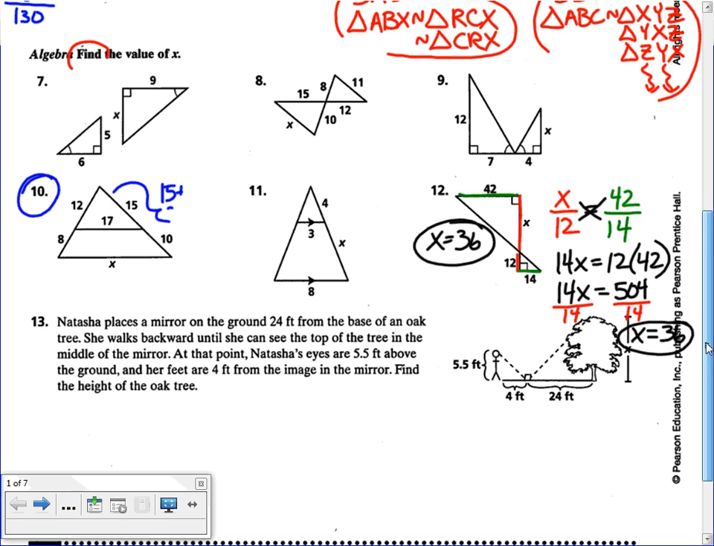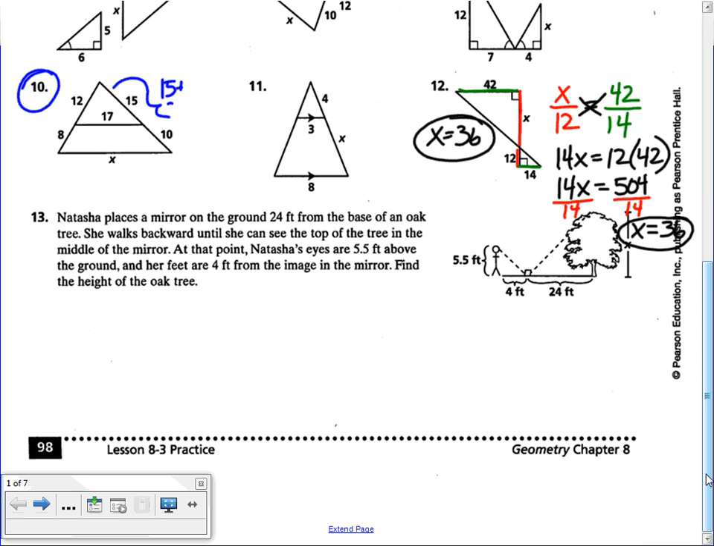Finally, that leads us to the last problem on the page. And let's see what's going on. Natasha places a mirror on the ground. This makes me think of similar triangles. This is a very popular problem that you will see when they want you to use similar triangles and proportions. So as soon as you see somebody placing a mirror on the ground and coming up with a diagram that looks like this on the right, you're looking at similar triangles.